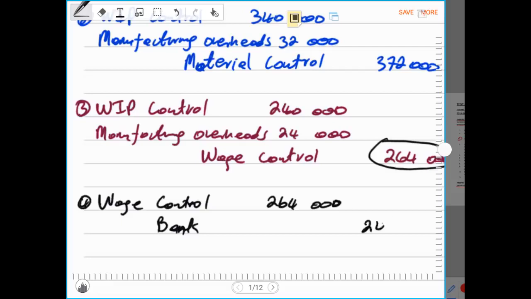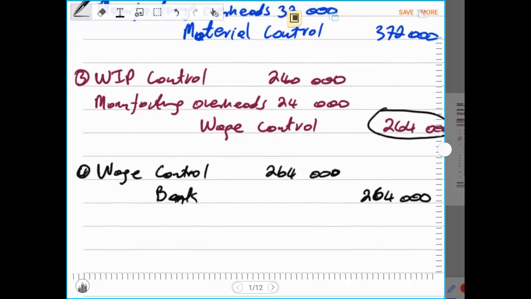So now this will be a payment of 264,000 rands, which includes all the deductions. Then our bank account will reduce by the amount of the gross wage. Then after, we go to the next entry and we see what the next entry has for us.